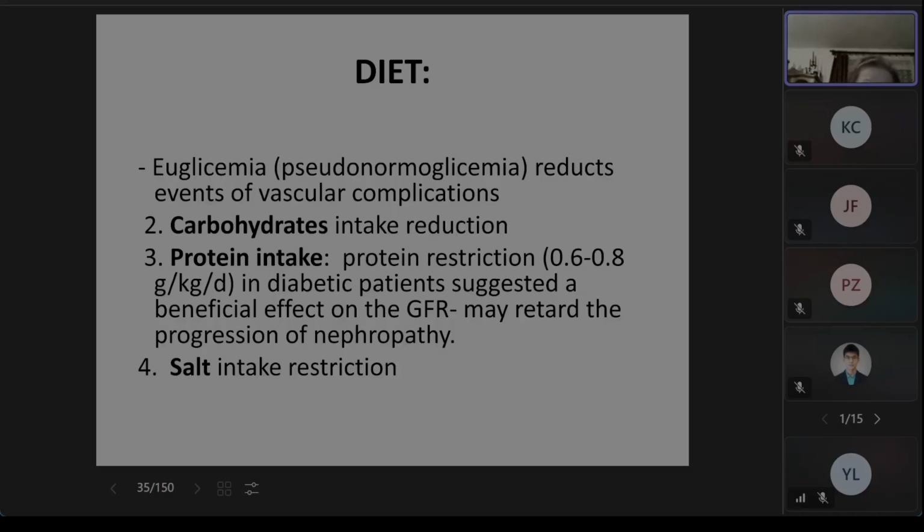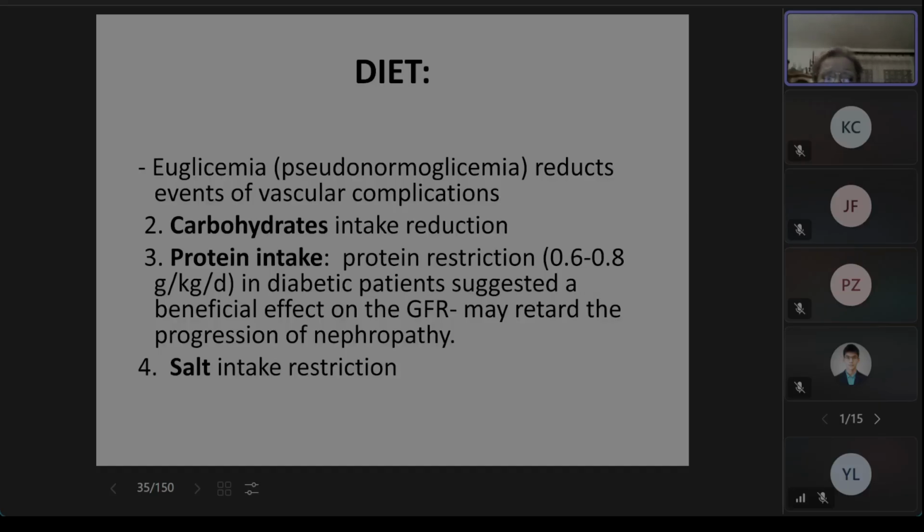As you know, all these products are eliminated from our body by the kidneys. So if you reduce the intake of proteins, the formation of protein end products would be lower, and it can give the kidneys a chance to remove all these products from our body.